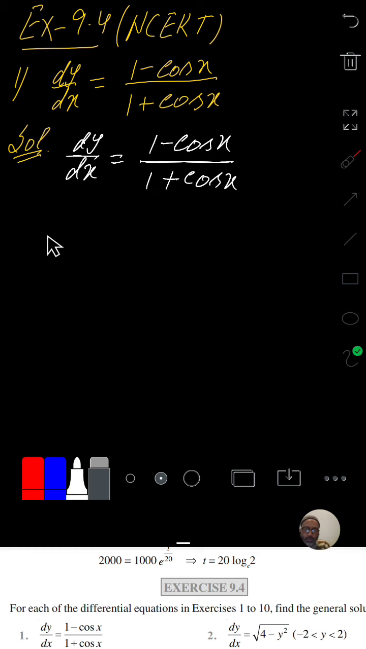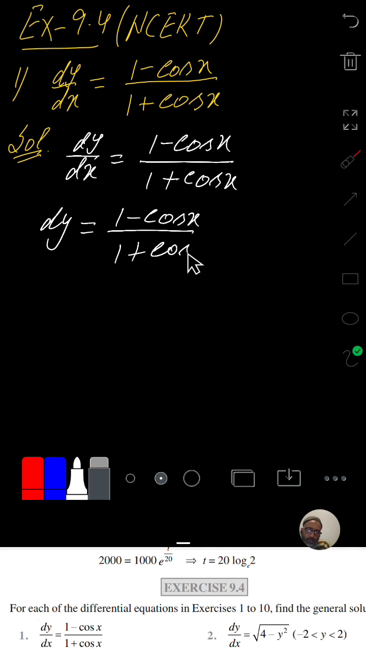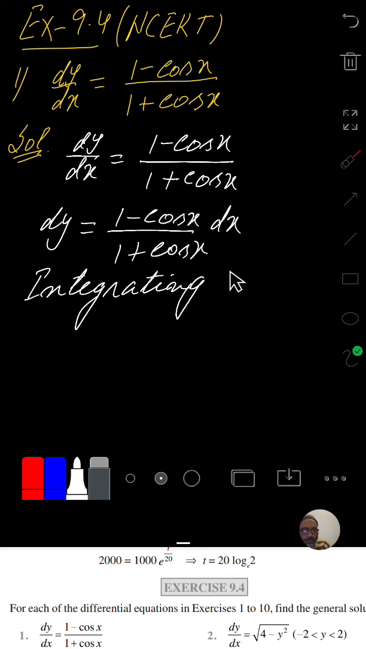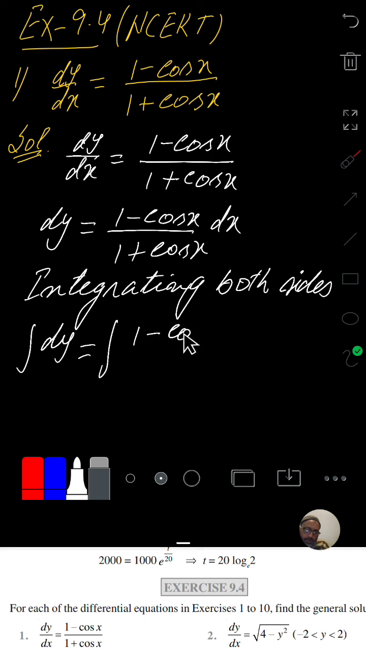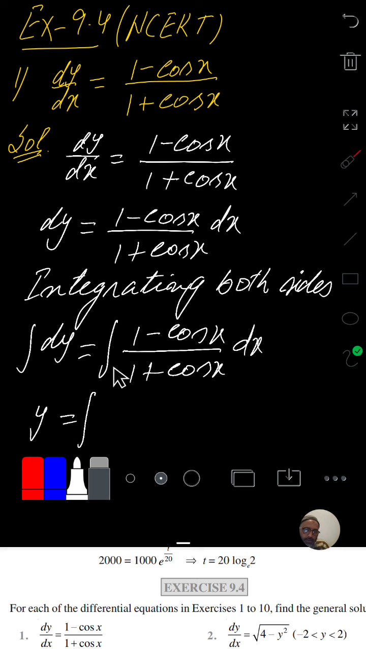Transpose dx to right hand side, we get dy is equal to 1 minus cos x upon 1 plus cos x dx. So obviously this is variable separable. Integrating both sides, we get integral dy is equal to integral 1 minus cos x divided by 1 plus cos x dx. So integral of 1 with respect to y is y, and on the right hand side, let us simplify this.